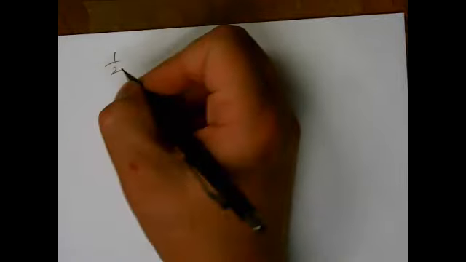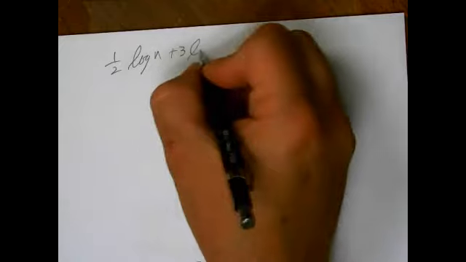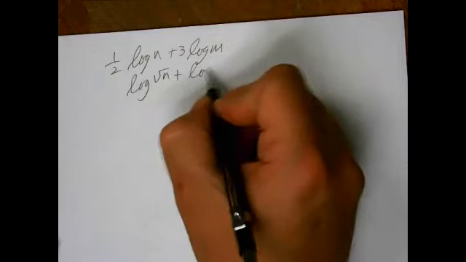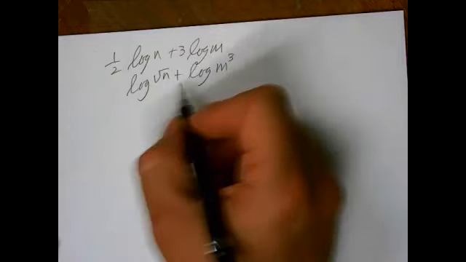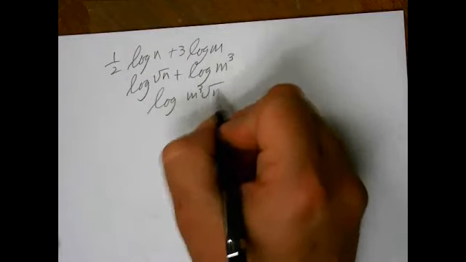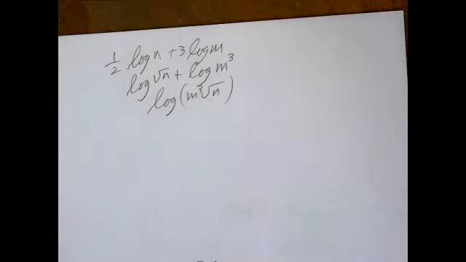What if I had 1/2 log n, not base n, but log of n, plus 3 log of m? Well, the 1/2 will go back up as a power. And remember, 1/2 power means square root. 3 goes back up as a power. And then addition turns back into multiplication, right? And a lot of times when you put these back together, there's going to be simplification possible, right?